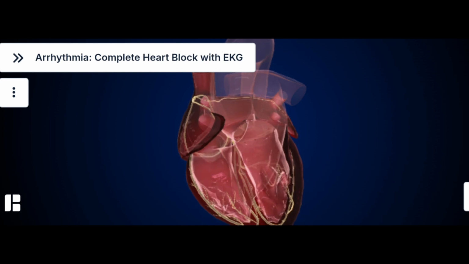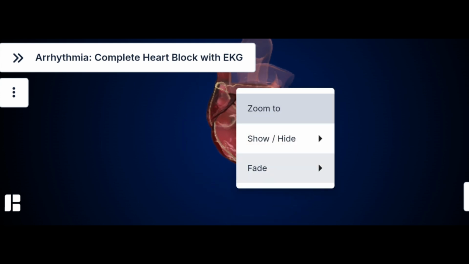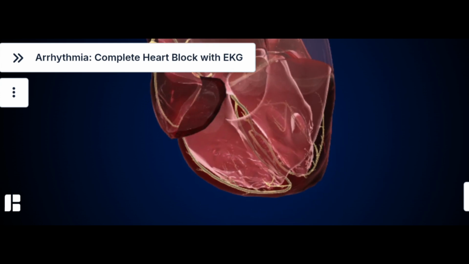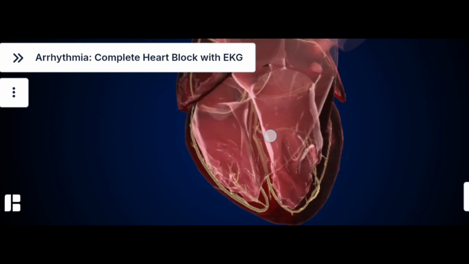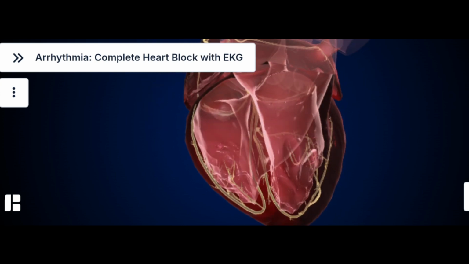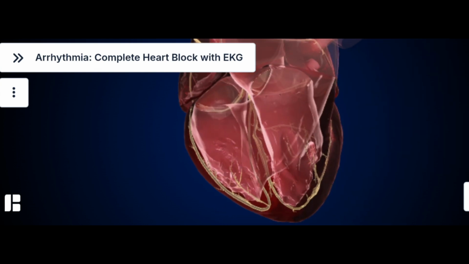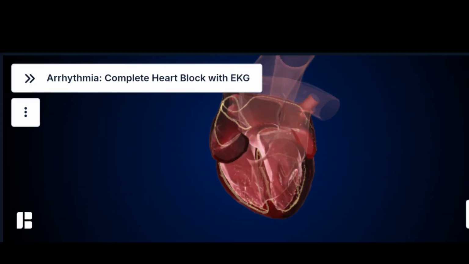So here you can see the electrocardiography report of a patient who has complete heart block. You can see the ventricles and the atria are contracting in different ways. The atria is contracting in its own way and the ventricle is contracting in its own way.